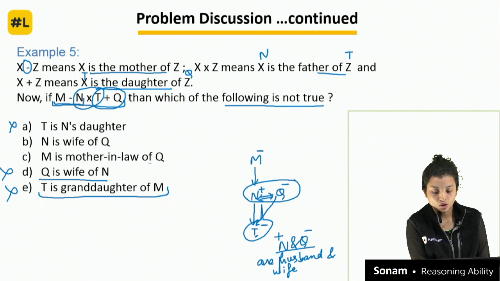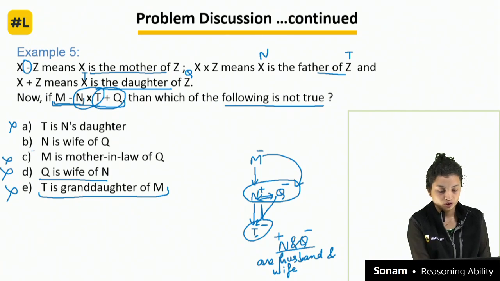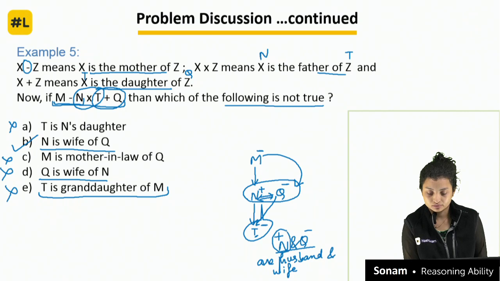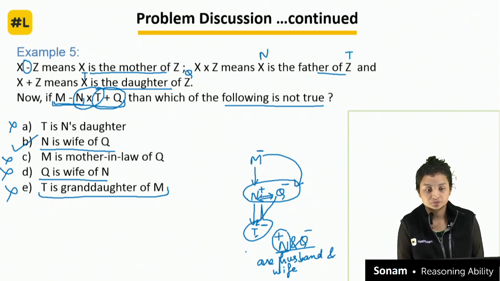M is mother-in-law of Q. Right, that is also correct. So only this thing is wrong. N is wife of Q, but N is male. So it cannot be wife of Q, it can be husband of Q.